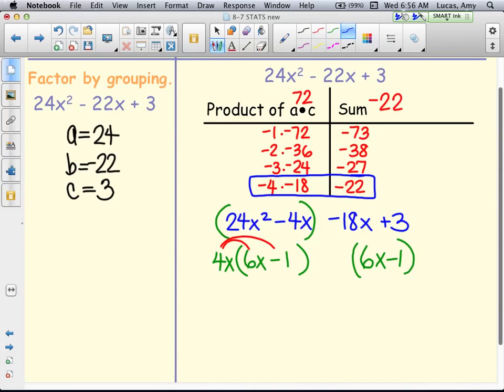So now this is a little bit trickier. If you look at this term, it's a negative 18x. So what would I need to multiply my 6x by to turn into a negative 18x? It would have to be a negative 3. Negative 3 times 6x is negative 18x. Negative 3 times negative 1 is positive 3. Okay, so now I've got 6x minus 1 as my first binomial, and then what I took out, 4x minus 3, to make my second binomial.